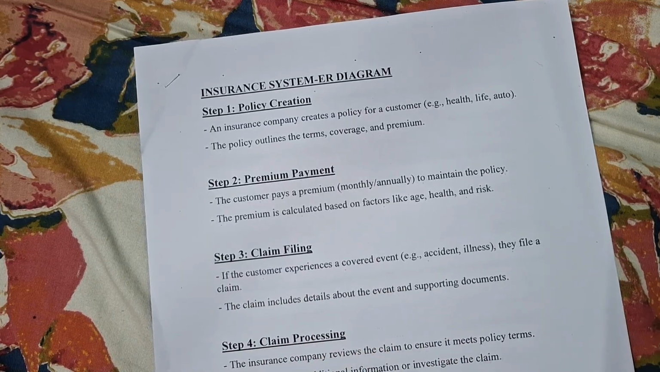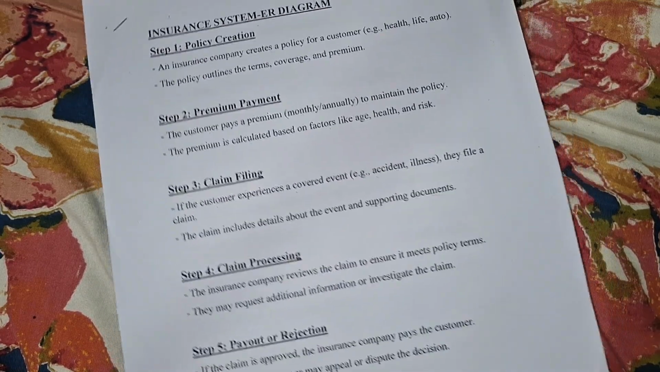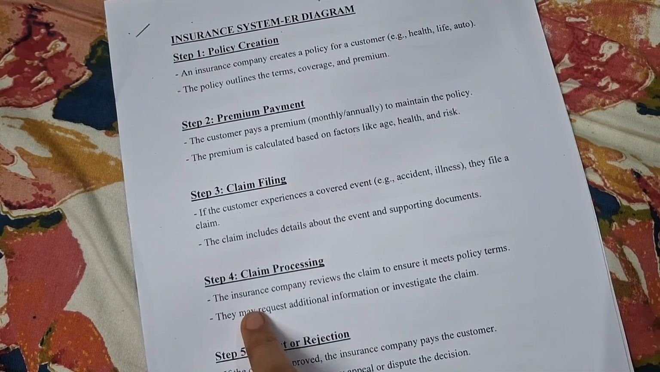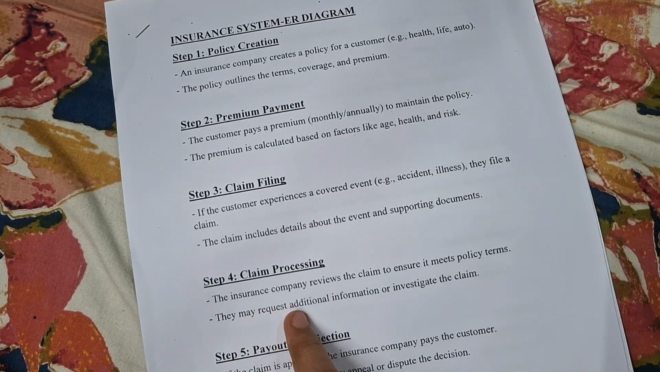Next, claim processing. After you have submitted the claim, the insurance company will review that claim and will see whether this particular claim is meeting all of the rules that are there in the policy. If it is having some kind of mistakes, then you will get a mail telling that we also need these additional documents. Once you send those additional documents, they'll check again, and if it is fine, then they'll proceed with the next step.